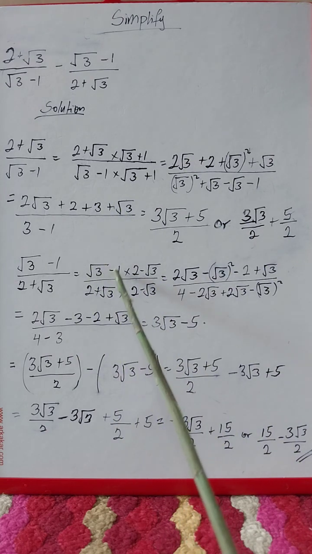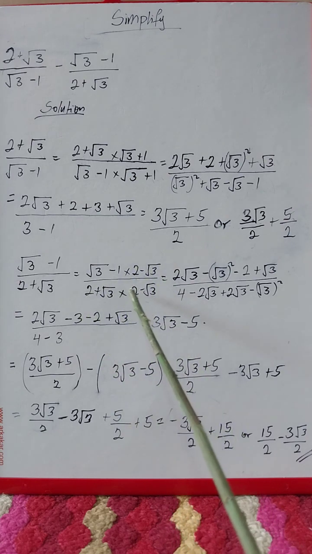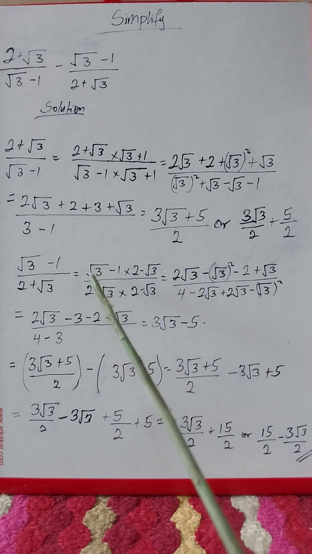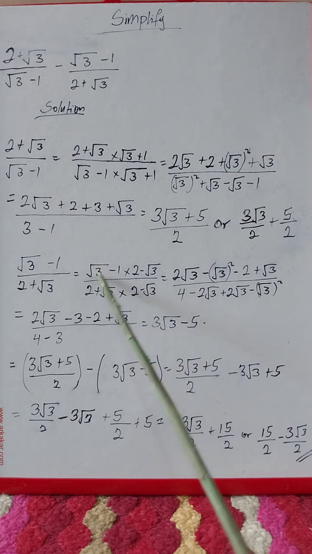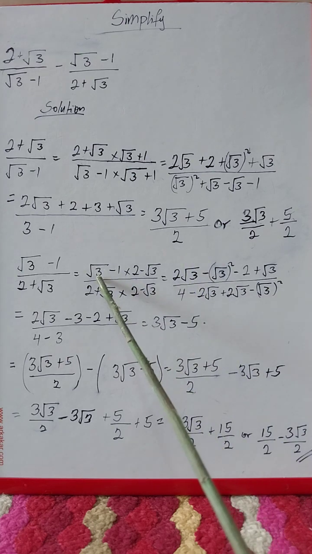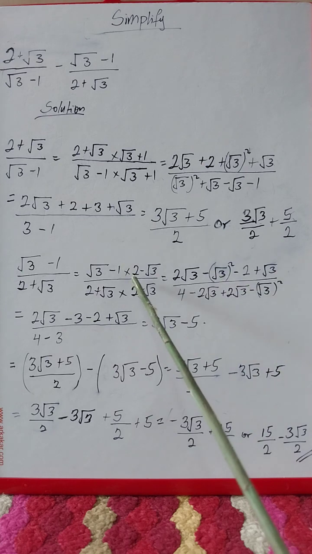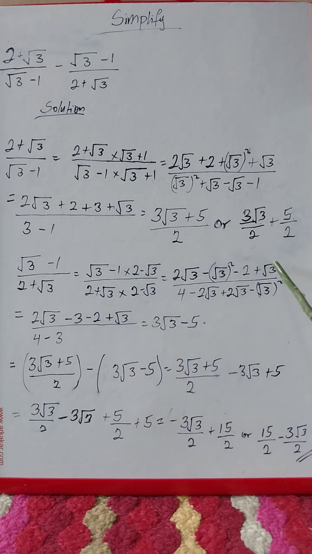So root 3 minus 1 times 2 minus root 3 over 2 plus root 3 times 2 minus root 3 equals. So we expand this together. 2 times root 3 gives you 2 root 3. Root 3 times negative root 3 gives you negative root 3 square. Negative 1 times 2 gives you negative 2. Negative 1 times negative root 3 gives you positive root 3.